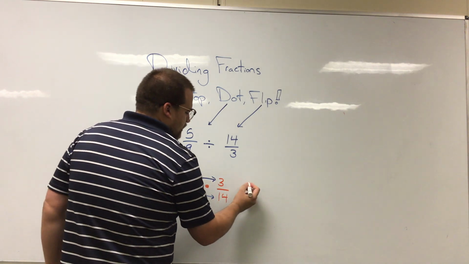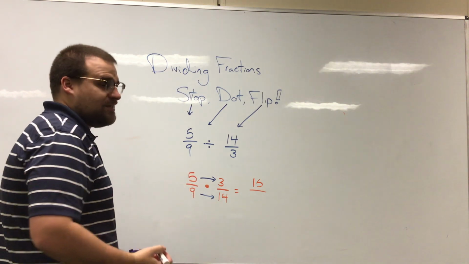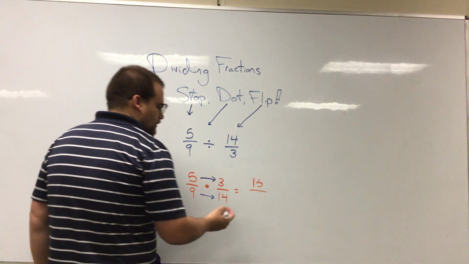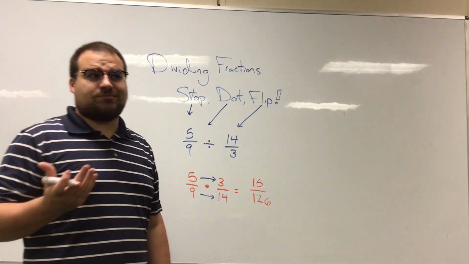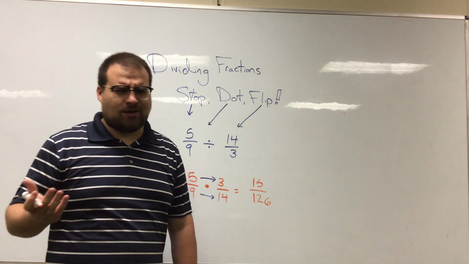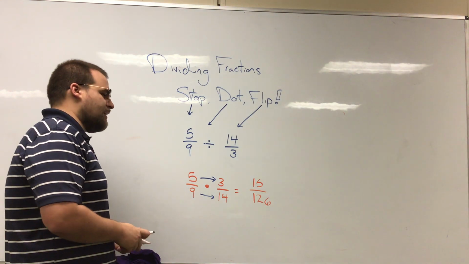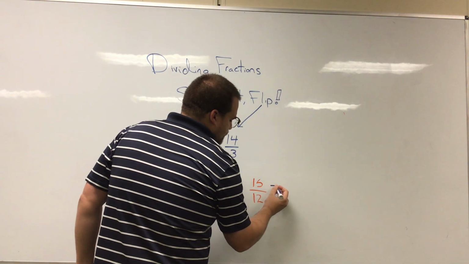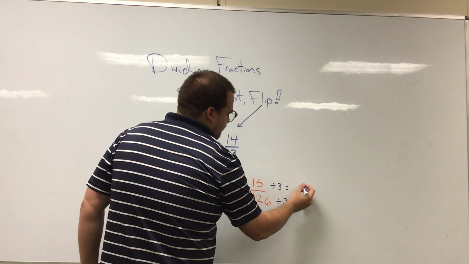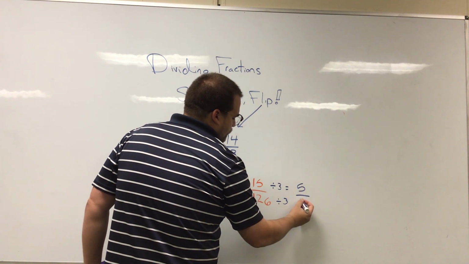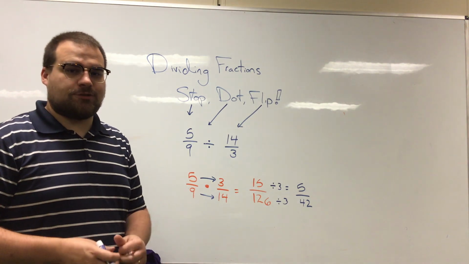5 times 3 and 9 times 14. So 5 times 3 gets us 15. 9 times 14 gets us 126. Now it may be a little difficult to think, do those have anything in common? They don't really look like they do. But they're actually both divisible by 3. So we can go ahead and take 3 out of each of these and get 5 over 42. And we're done. There's our answer.